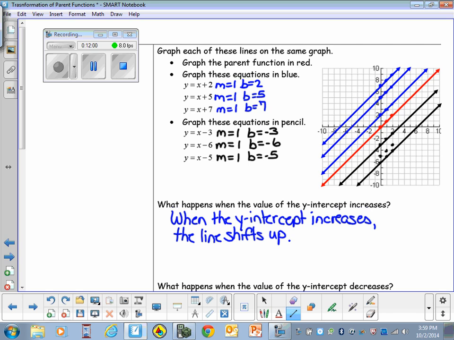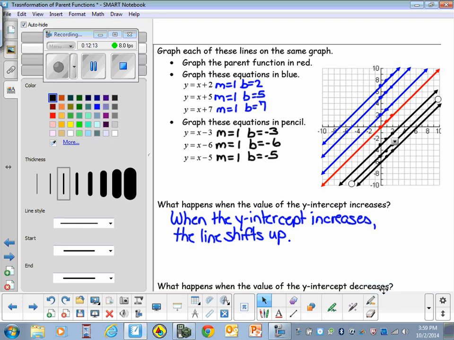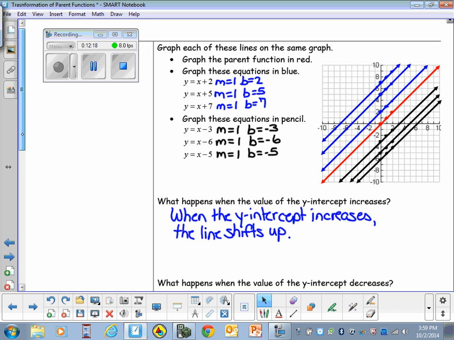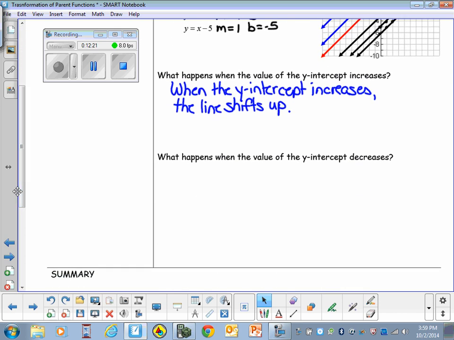So as I'm graphing this, I want you to think about what happens when your y-intercept gets smaller, when you have negative y-intercepts. Instead of shifting up, we shift down. So when the y-intercept decreases, the line shifts down.